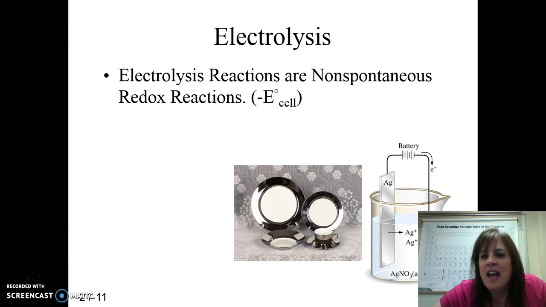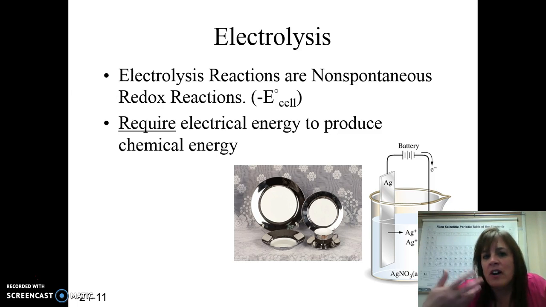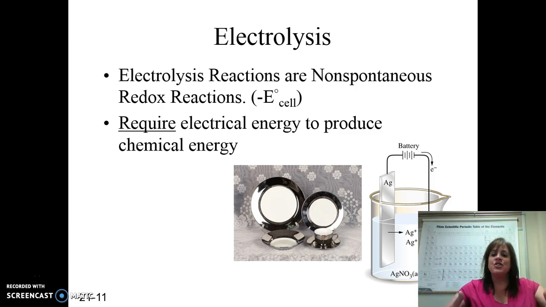Electrolysis reactions are non-spontaneous oxidation-reduction reactions. So if we did a calculation of the standard cell potential, we would get a negative number. That's why they require electrical energy. So I have to put in energy in order to make this happen because it's not spontaneous, right? It's like you cleaning your room. That's non-spontaneous. We've got to put some energy in to make that happen. Same thing with electrolysis. Some good examples of electrolysis.